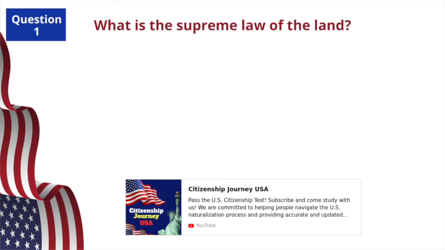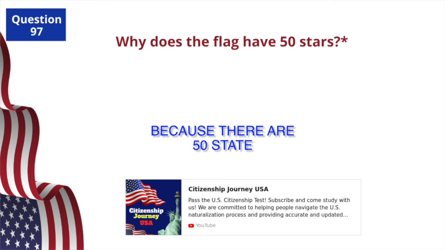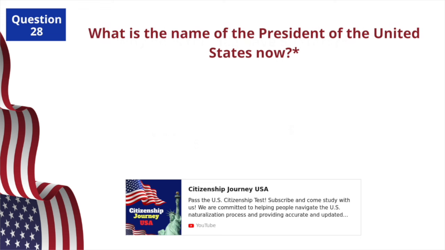What is the supreme law of the land? The Constitution. Why does the flag have 50 stars? Because there are 50 states. What is the name of the President of the United States now? Joe Biden.